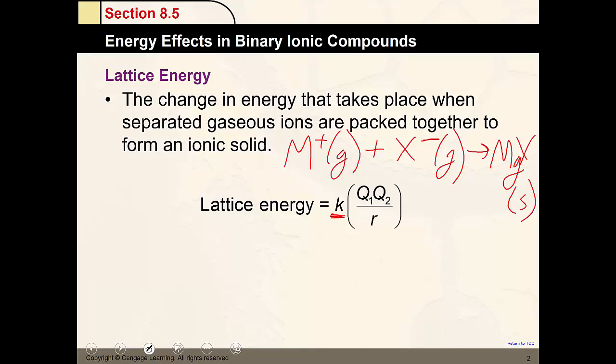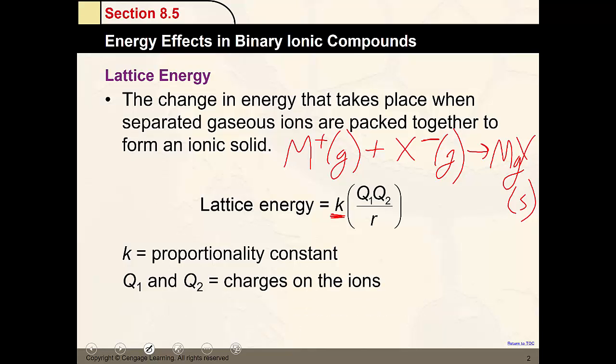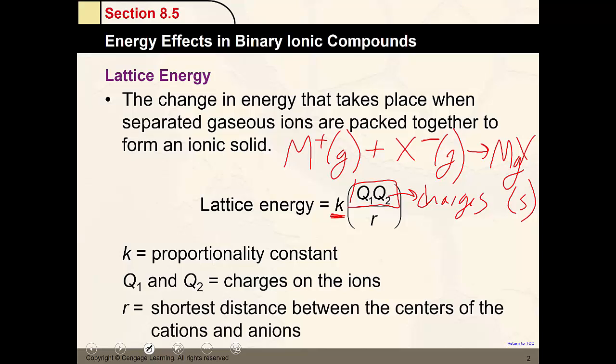So this K is a proportionality constant, so we can ignore that. Q1 and Q2 are the charges on the ions. So that means that lattice energy is directly proportional to the charges on the ions, and then it's over R, which you can think of as radius, or the distance between the cation and the anion. So the sizes of the two ions in that ionic compound.